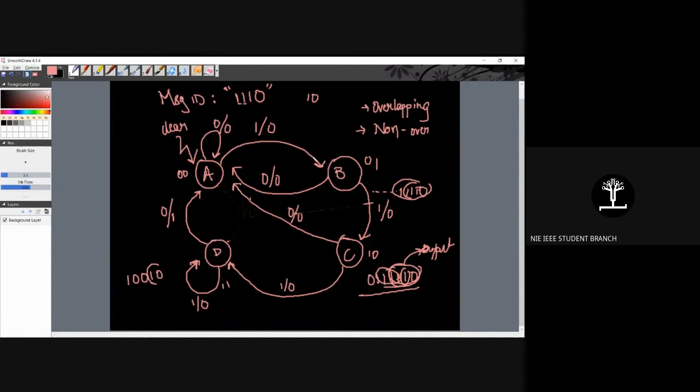So that's all the other cases. If I get a 0, the sequence gets broken, so I go back to the initial state. From C, it's the same case, and that is basically it. It's a simple state machine.